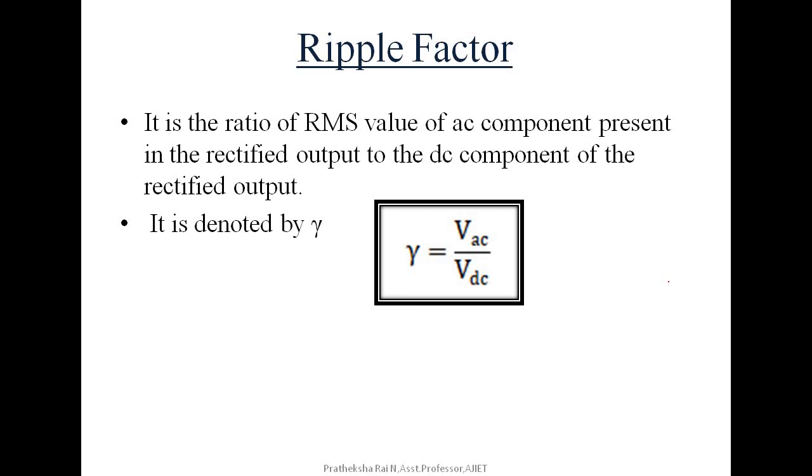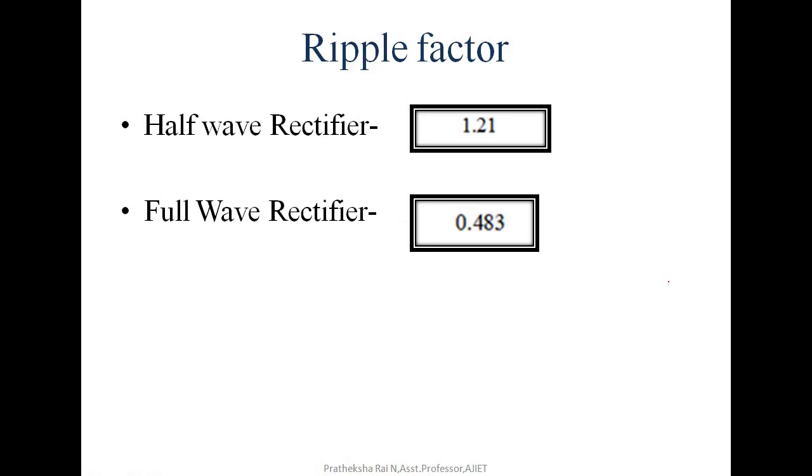Now, we all know that the output present across the load resistor has both AC component as well as DC component. So by finding its ripple factor, we get to know how much AC component is present in the output. Our main aim is to convert AC into pure form of DC. But because of the AC component present, there are ripples found, and we need to avoid this ripple. In case of half wave rectifier, it is 1.21 or 121 percent of AC component is present in the DC output.